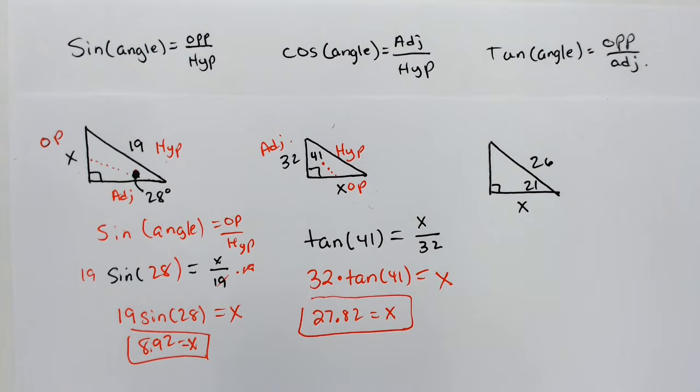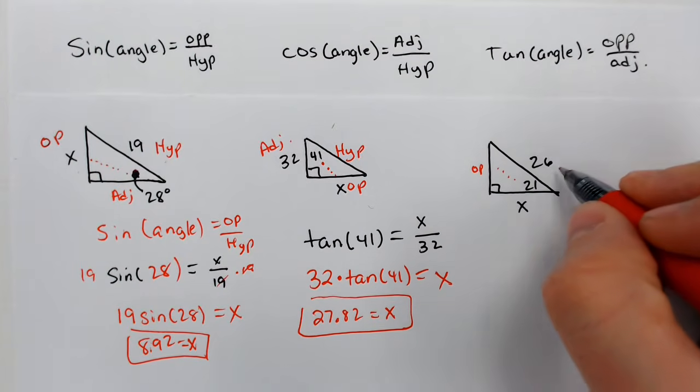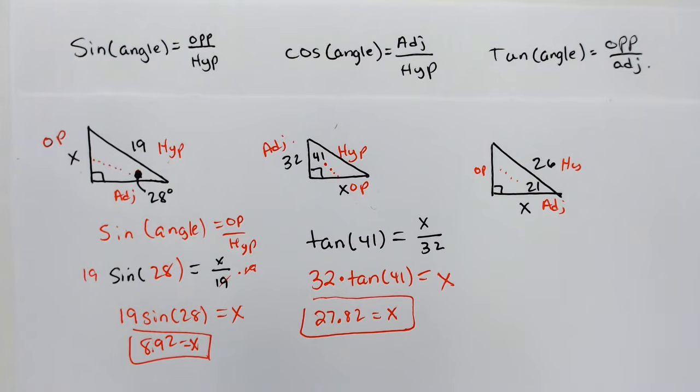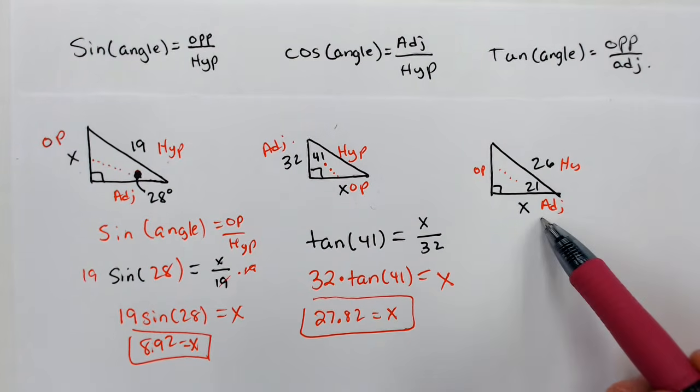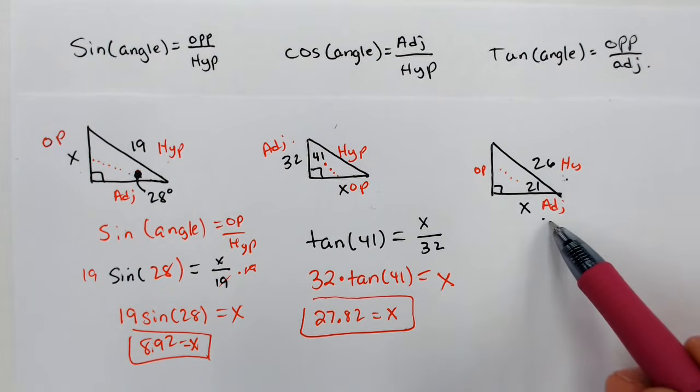So identify your opposite, adjacent, and hypotenuse. Here's the opposite. Here's the hypotenuse. There's the adjacent. So in this case, we have our hypotenuse, and we're looking for the adjacent.